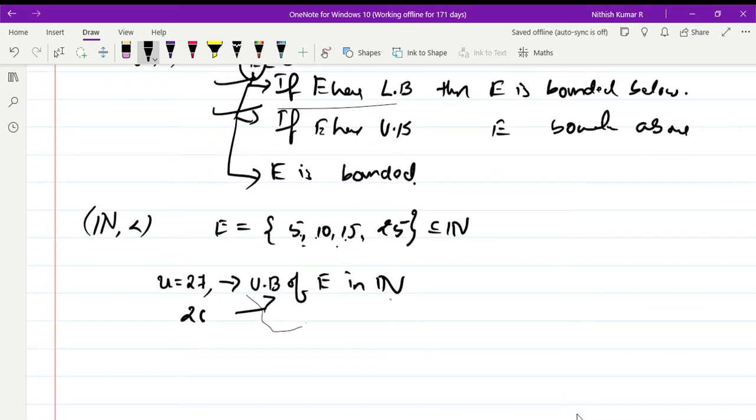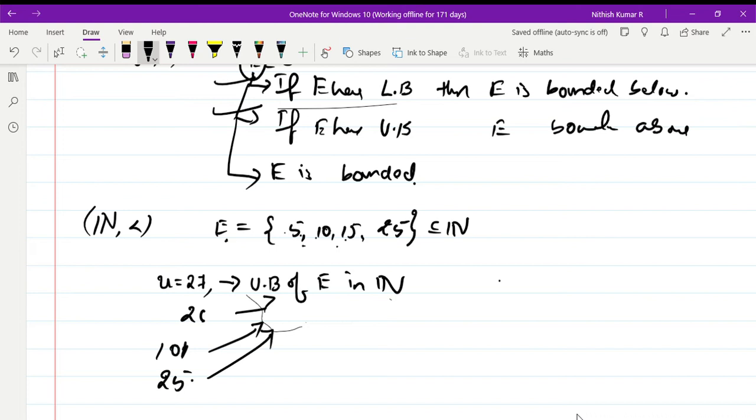Now take 101. This 101 is also an upper bound of E in N. Now just observe 25. Yes, 25 is greater than or equal to 5, 10, 15, and equal to 25. That means this 25 is greater than or equal to every element of E. Therefore, it is also an upper bound of E in N.